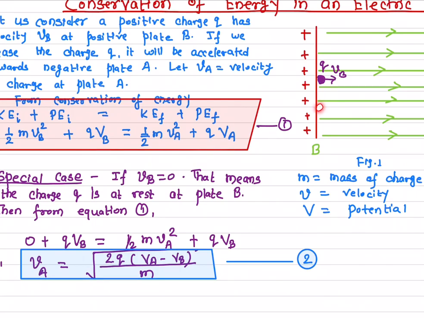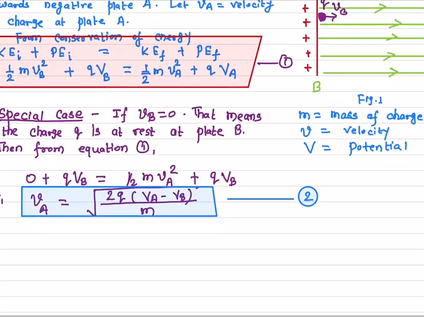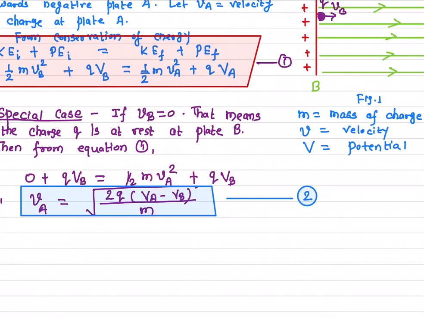And now let's consider a special case. Let's say this charged particle is at rest. Even if it is at rest, this negative plate will attract it. So this positive particle will start moving towards this negative plate. So now let's write down that equation. In this case, if the charged particle is at rest, the initial kinetic energy is 0. Everything else remains the same. This is the potential energy, and this is the kinetic energy, and at this point this is the potential energy. Now we can solve for this velocity here.